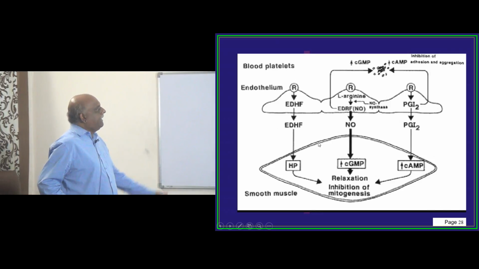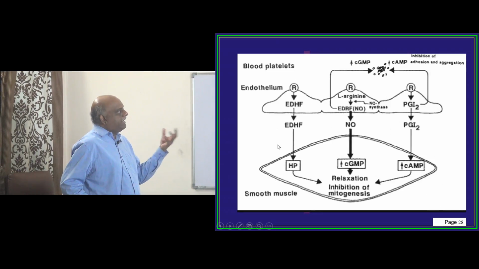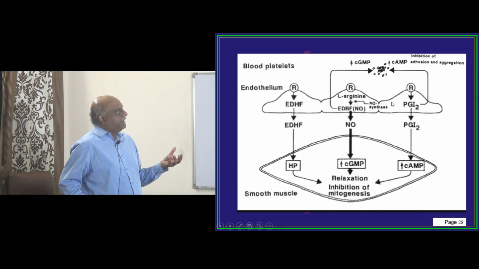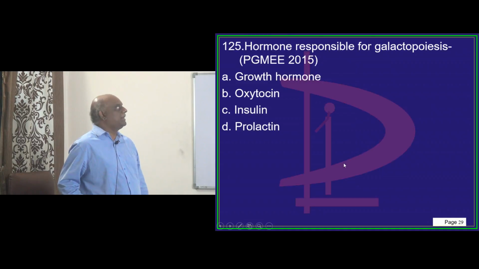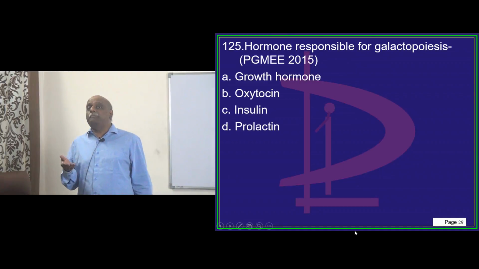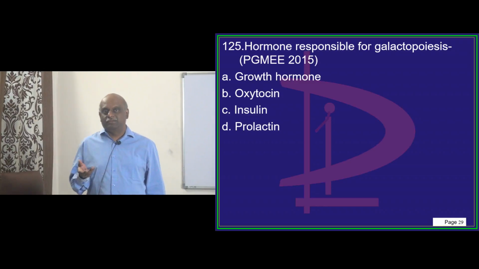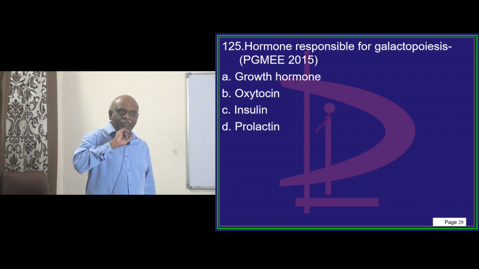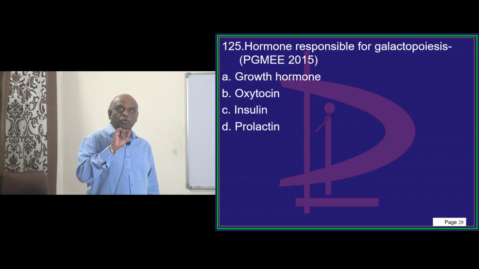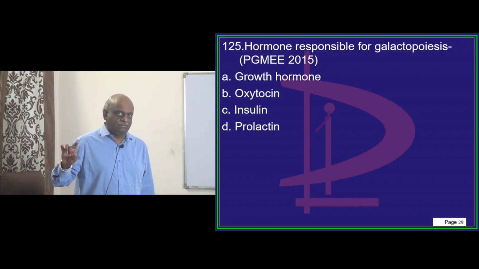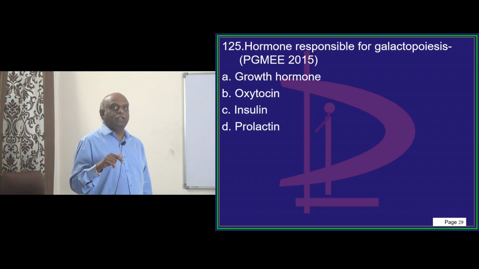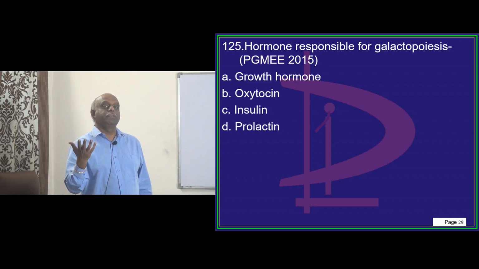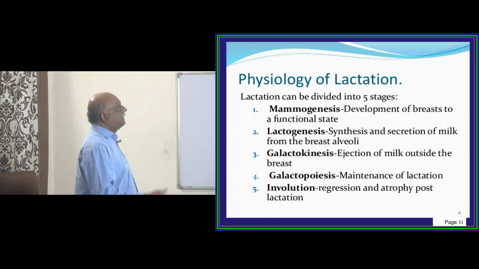So typically the endothelium derived relaxing factor, nitrous oxide uses the cyclic GMP. Galactopoiesis is the production of milk, and after the milk is produced, the milk needs to be released. So to release the milk, you require the oxytocin, but to produce the milk, you require the prolactin, is what you need to remember.